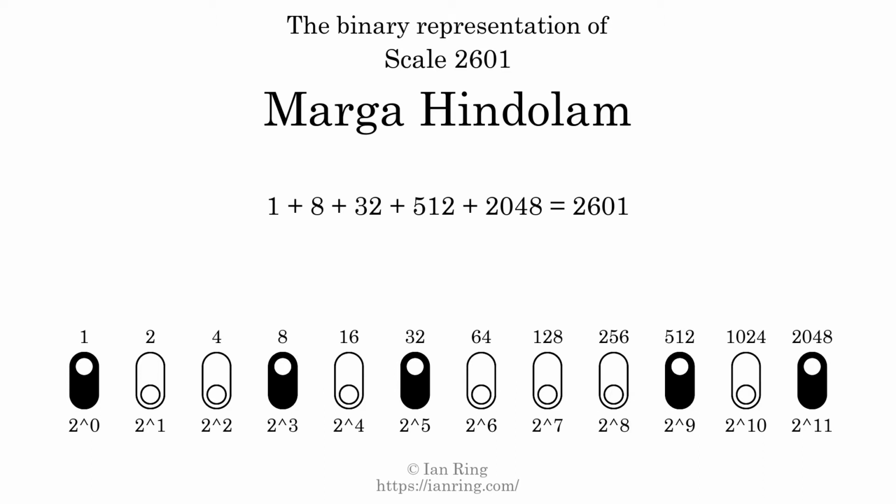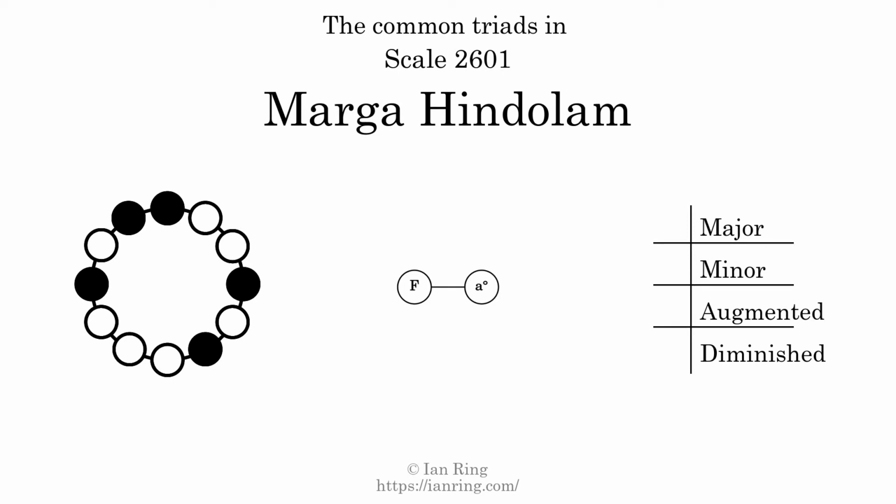The scale number not only enumerates the scale with a unique index, but it also literally describes the tonal content of the scale. Represented as a binary number in base 2, the scale number is 101000101001. Here are the common triads present in this scale.